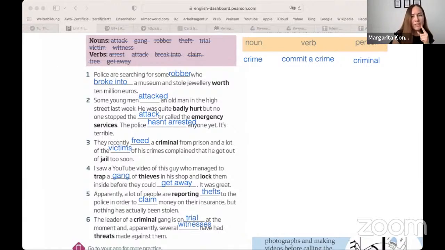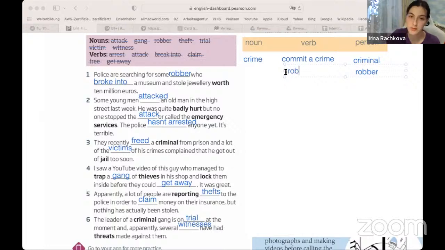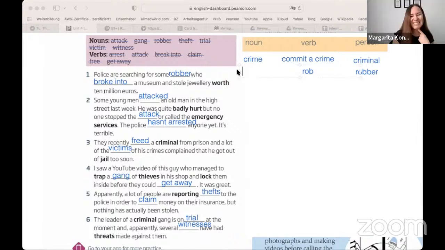Okay. For instance, robber, what group does it belong to? The person. Robber. What is the verb for it? To rob. Yeah, that's right. For instance, to rob a bank. How would you make a noun? Any ideas? A robbery. Very good. Robbery. That's what the robbers do.